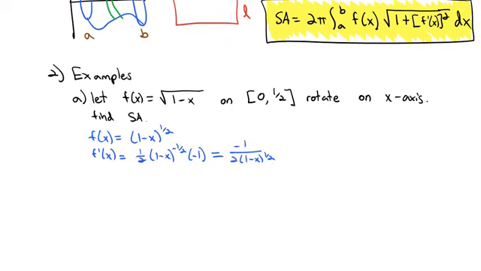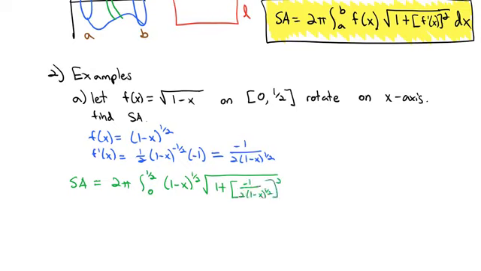Now we're ready to plug it into our formula for surface area. It's equal to 2 pi times the integral from our limits of 0 to 1/2 of our function, 1 minus x to the 1/2, times the square root of 1 plus the derivative, which is negative 1 over 2 times 1 minus x to the 1/2 squared, dx.